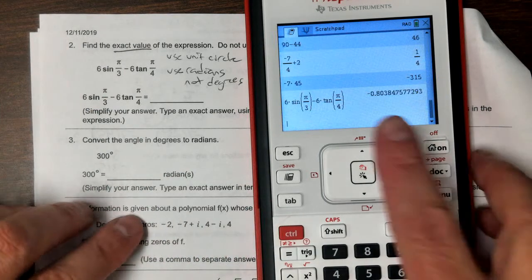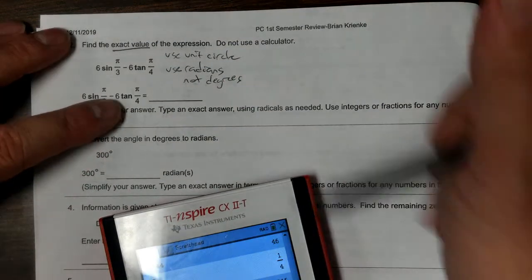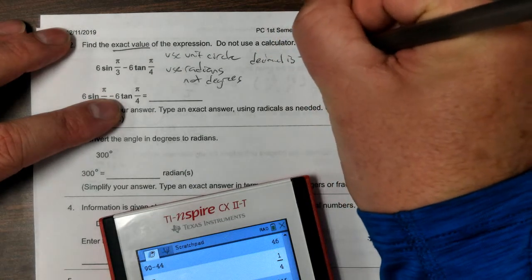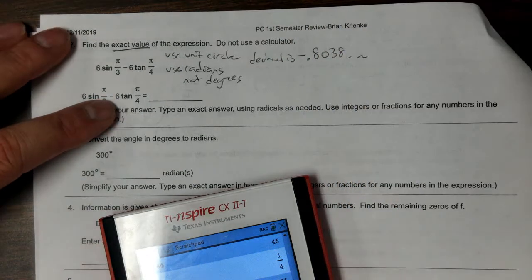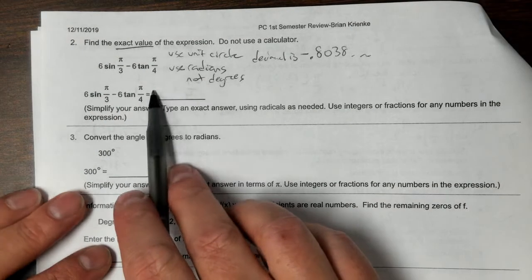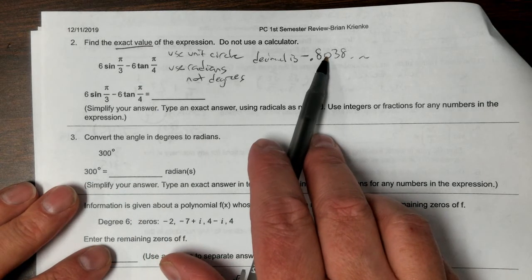So on this, your decimal that you're working towards is this. The decimal is negative 0.83-something. Okay, so we want to use our unit circle, get our answer, and compare it to this. That's how we know we got the problem right.